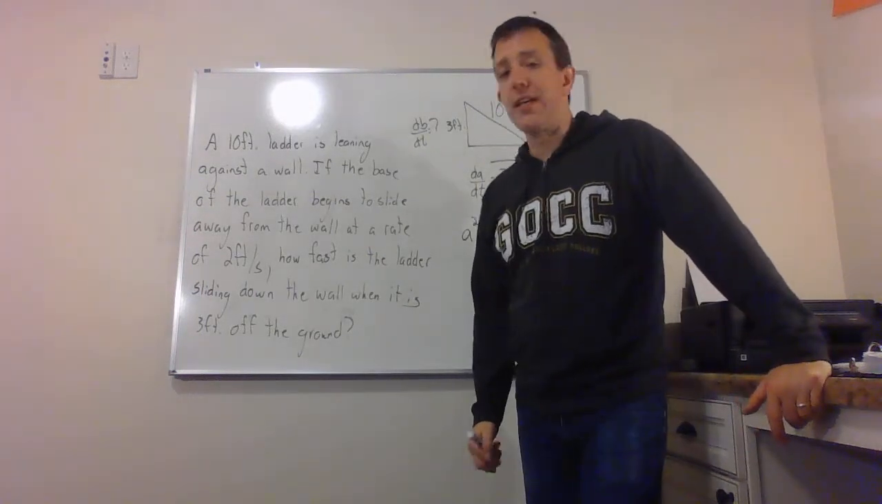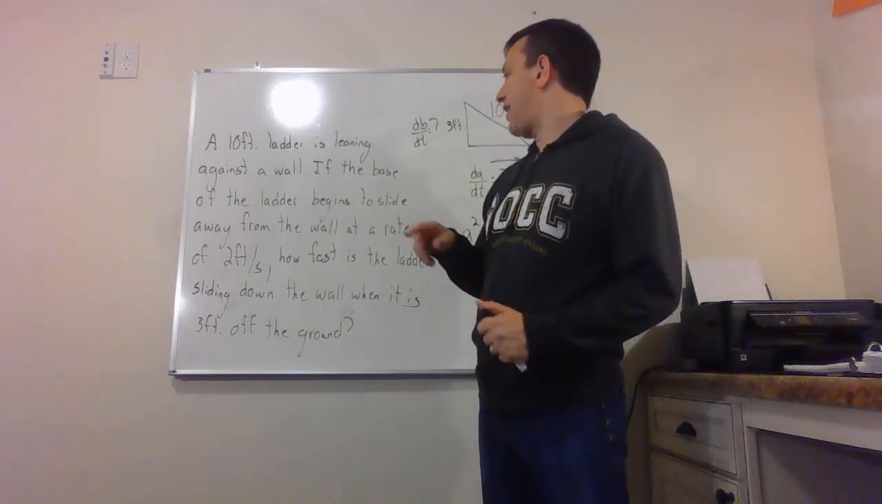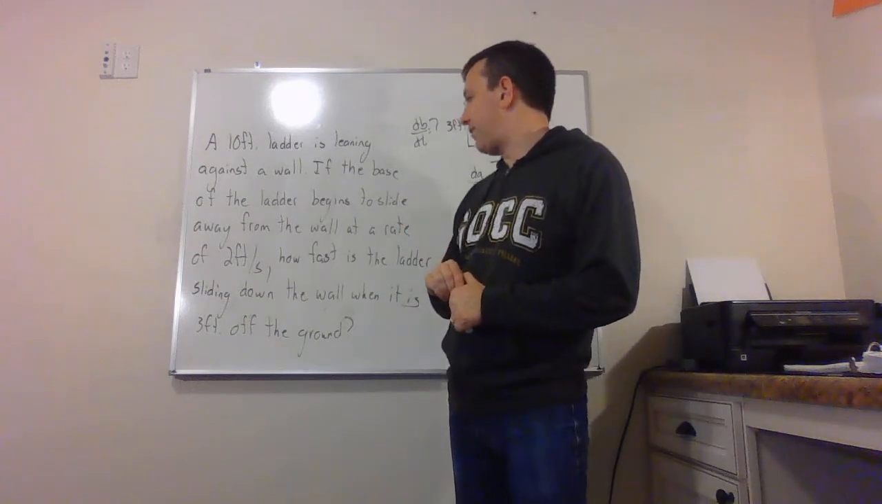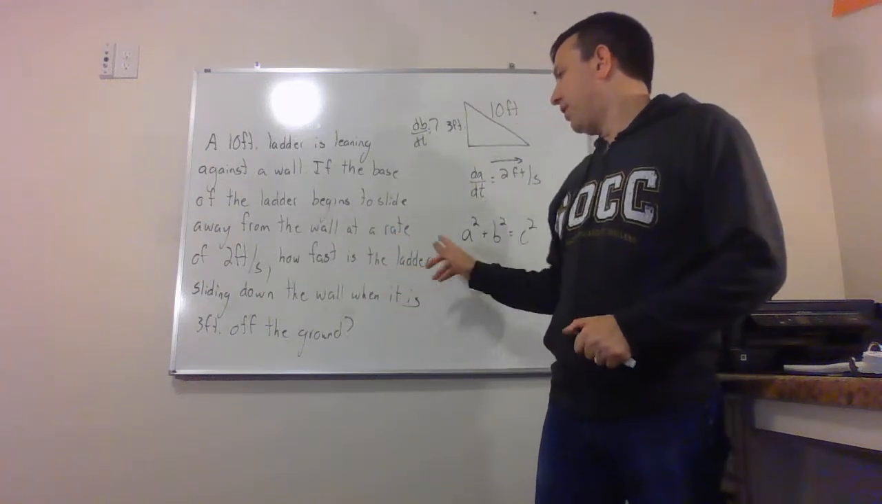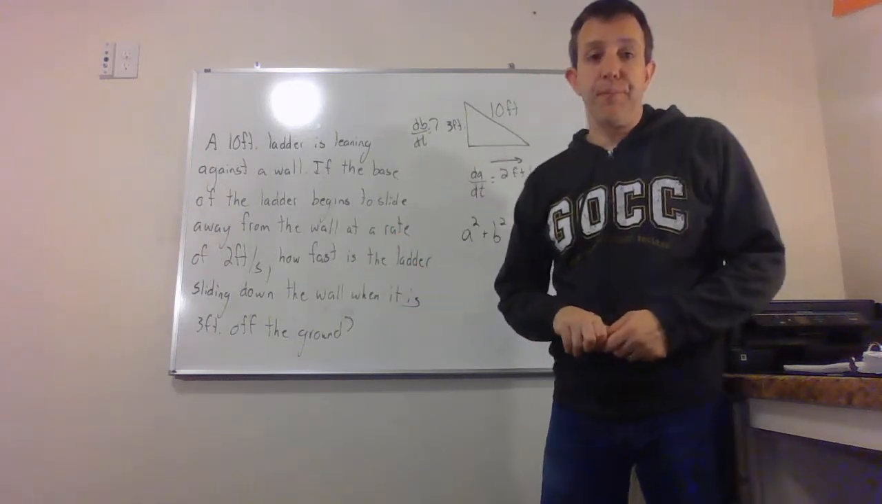So here's the problem. A 10-foot ladder is leaning against a wall. If the base of the ladder begins to slide away from the wall at a rate of 2 feet per second, how fast is the ladder sliding down the wall when it is 3 feet off the ground?